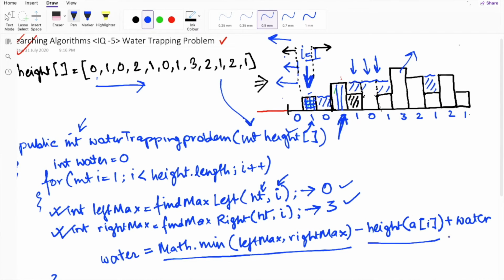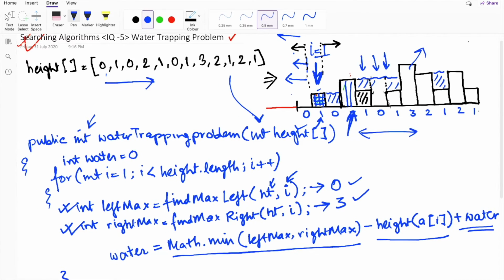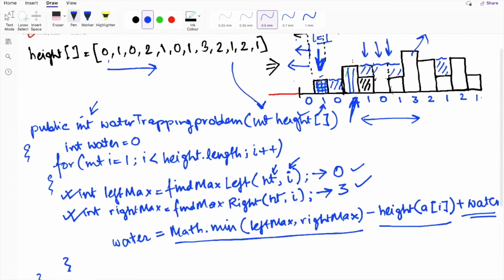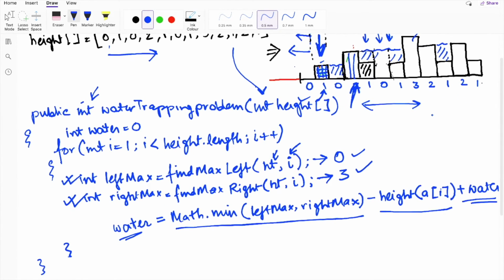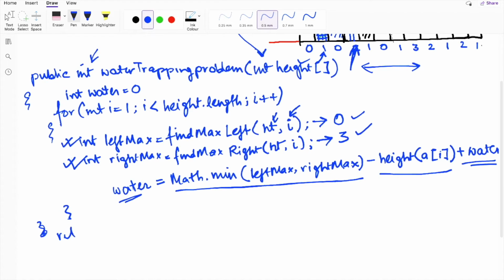And we keep on summing the total amount of water it can hold throughout the entire structure, that is the array of numbers. So at the end of this iteration we will get the amount of water this entire structure can accommodate. So here we just need to return the amount of water it can accommodate at the end.